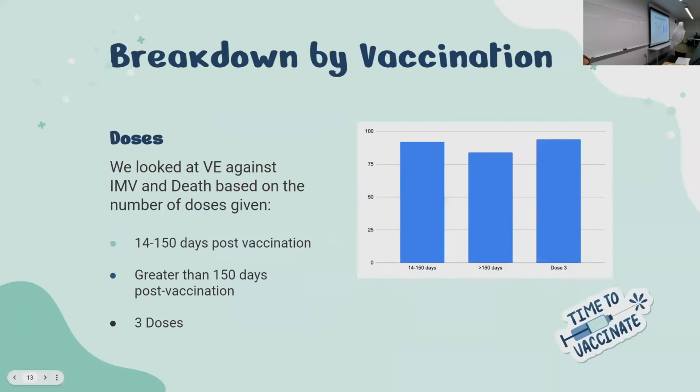Like I mentioned, we also wanted to see what this means depending on how many doses a person has. So we looked at someone who has 3 doses, someone who had their second dose within 14 to 150 days of their positive COVID test, and those that had their second dose greater than 150 days before. And we found that those with 3 doses had the best reduction in the usage of invasive mechanical ventilation, followed by those who had their dose within 14 to 150 days, and lastly, those with greater than 150.